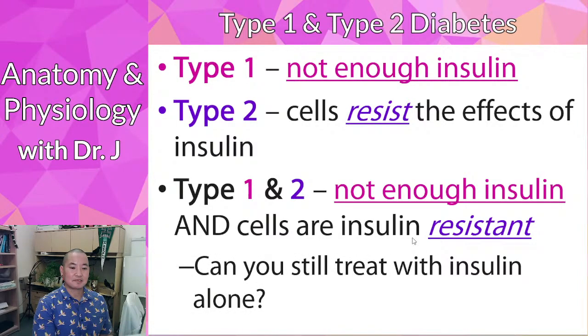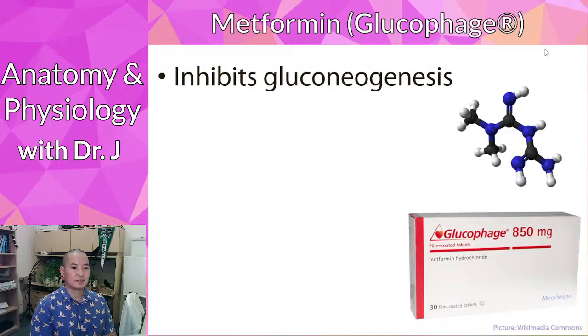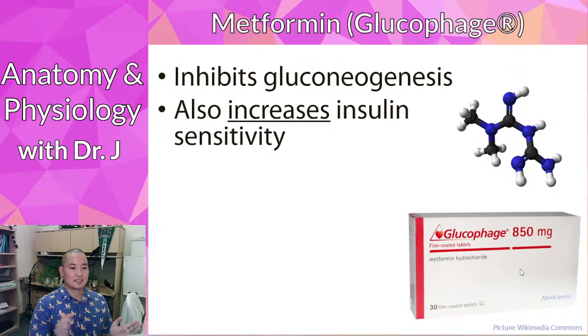Now, in this case, can you still treat with insulin alone? Well, you could add insulin to address the type 1 problem, but if the cells aren't responding to insulin normally, it might not be the best course of action. One thing you can do, like for type 2 diabetes, is use some pharmaceutical agents. A classic one is metformin, or Glucophage, which is a trade name. Now, what is it going to do? It's going to inhibit gluconeogenesis. Remember that gluconeogenesis is the production of new glucose, thereby increasing your blood glucose levels. So by inhibiting the creation of new glucose, that's going to prevent the accumulation of glucose and lower blood glucose as well. But it also increases insulin sensitivity.